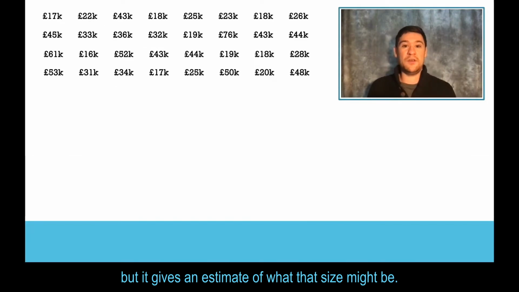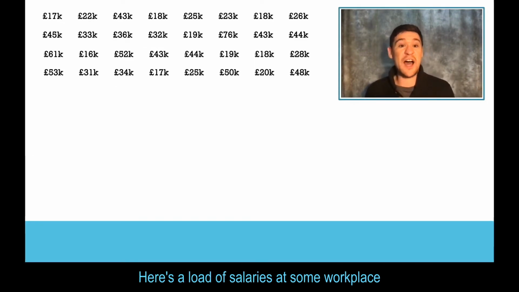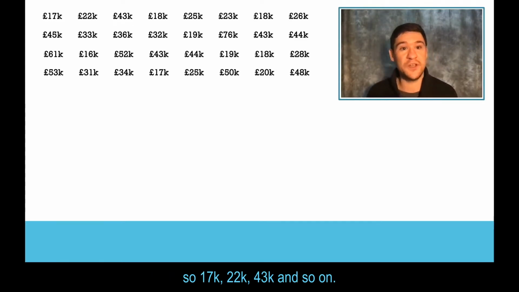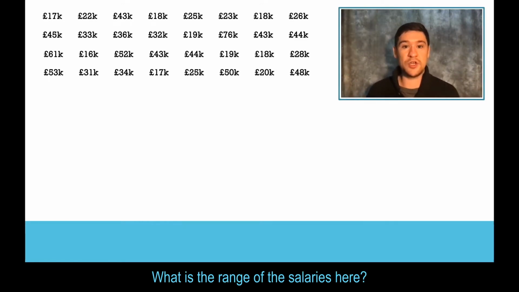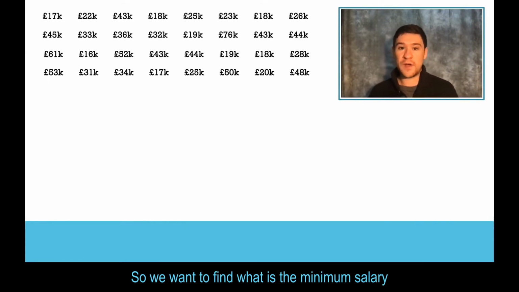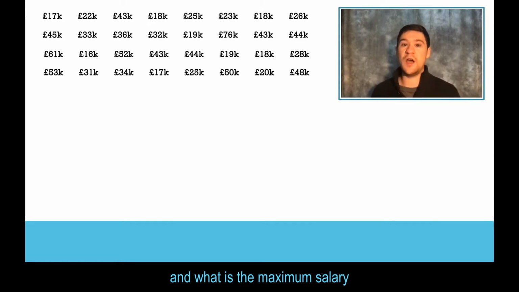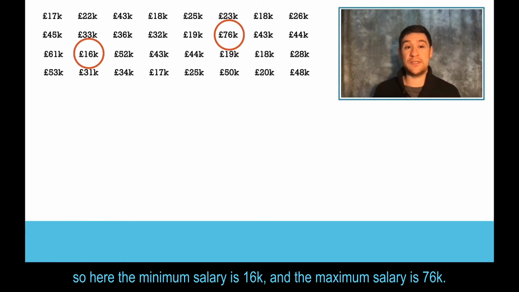Here's a list of salaries at some workplace, so 17k, 22k, 43k and so on. What is the range of the salaries here? So we want to find what is the minimum salary and what is the maximum salary. So here the minimum salary is 16k and the maximum salary is 76k.